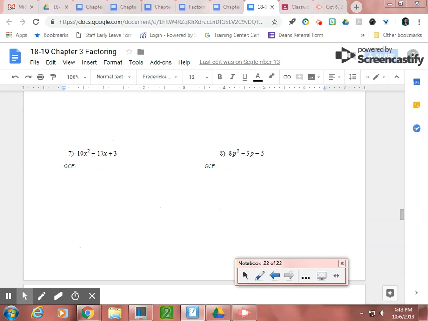Okay, looking at this last one, there's nothing in common between these, so its greatest common factor would be 1. When I look here, that tells me that I want to do the long method. So I have to multiply a and c, which is negative 40. So it has to add to negative 3. What's going to do that is negative 8 and positive 5.